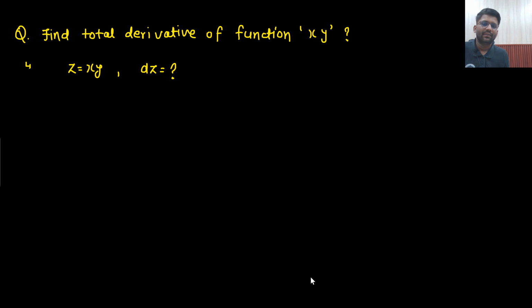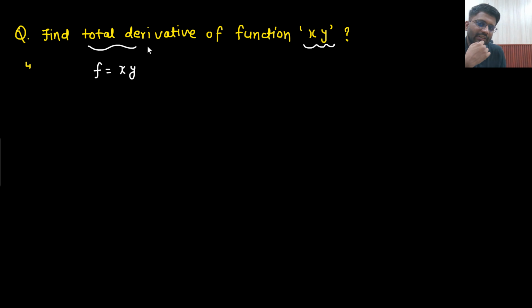Okay. Find out the total derivative of the function xy. What do we need to find out? We need to find out the total derivative of the function xy. So what is our function? Our function is nothing but xy. We need to find out its total derivative. What is the meaning of total derivative? Total derivative simply means d. So we need to find out df. This is what we need to find out.